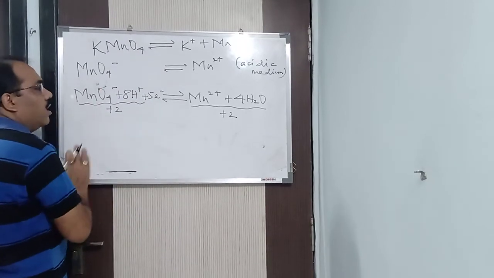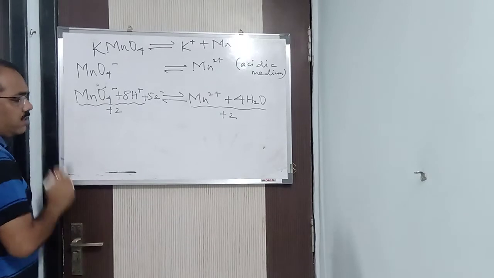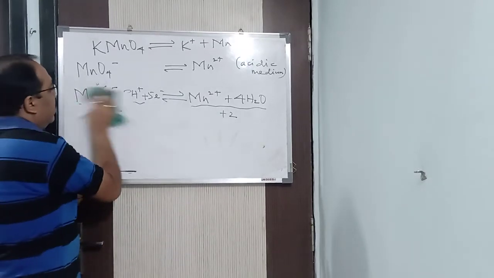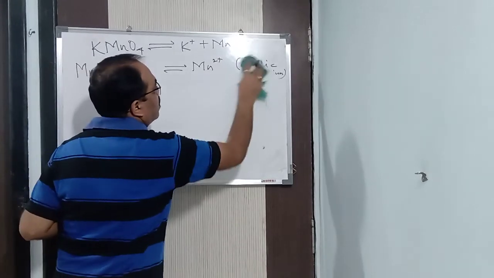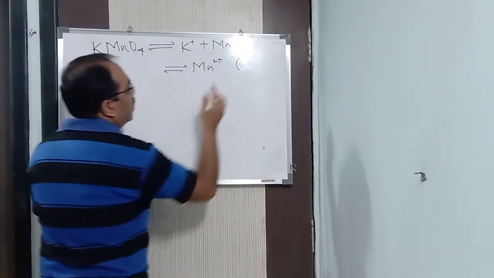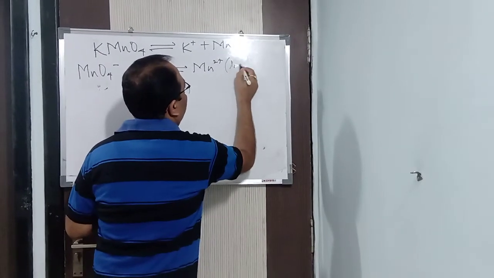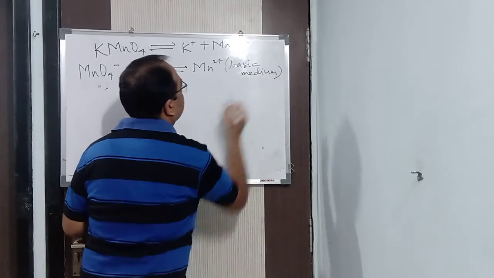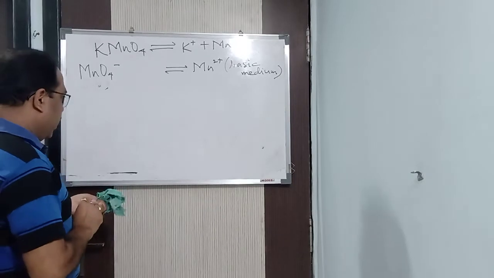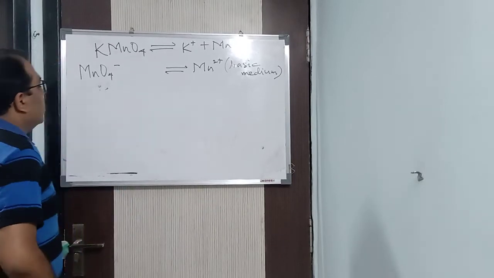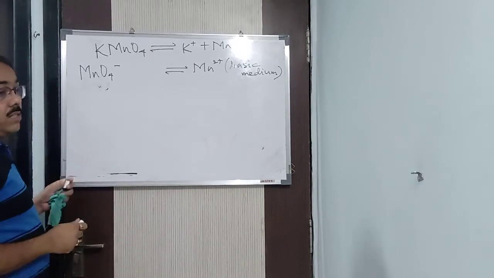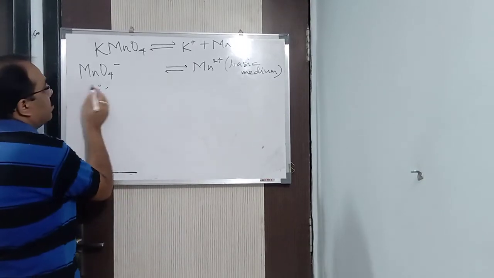Now the same equation, clear? The same equation is asked, balance it in basic medium. Just I change the word here. Instead of acidic medium, I will say balance it in basic medium. So what will I do when I balance it in basic medium? Now basic means what? OH minus ions. So same process.